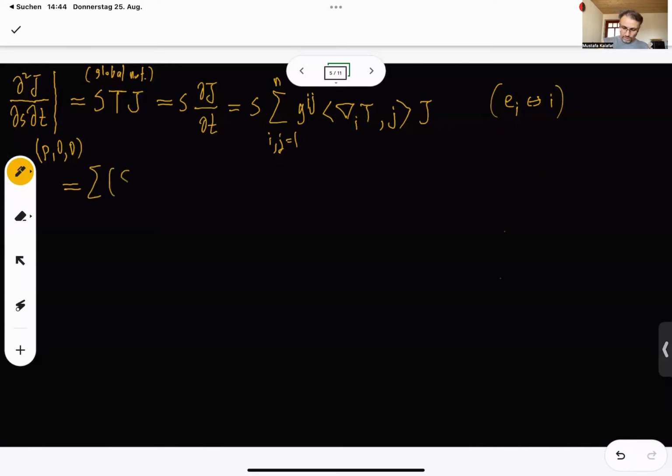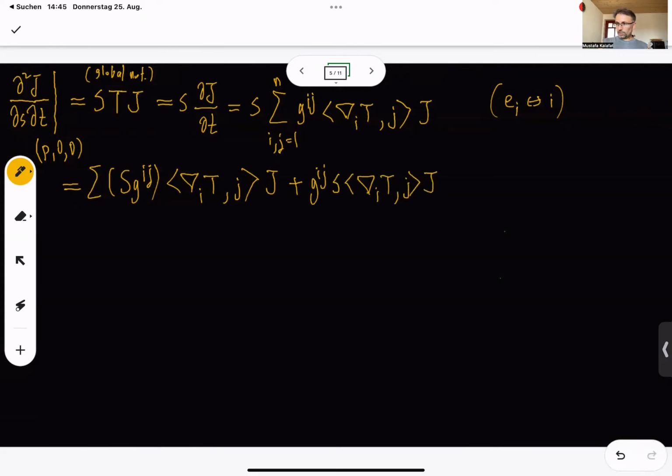And okay, you can differentiate one by one. S of g^ij nabla_i T_j J, plus g^ij, the derivative of the second one, nabla_i T_j J, and plus g^ij, the derivative of the third one, S J.